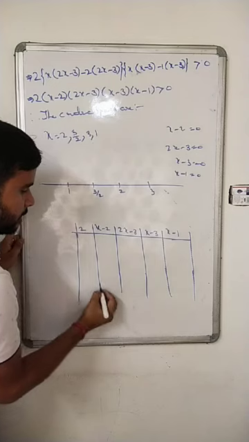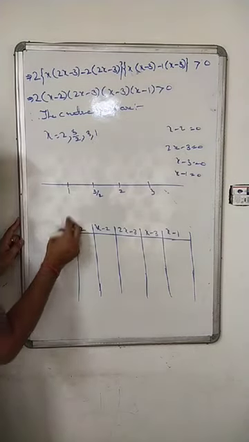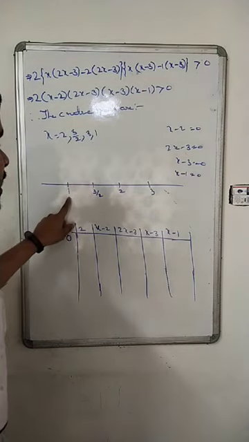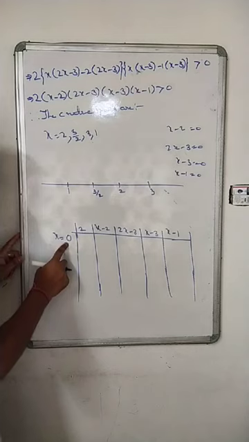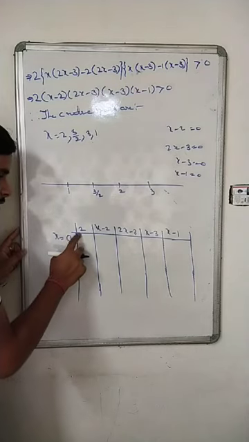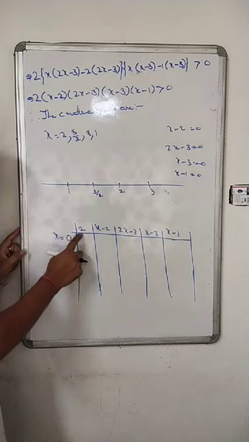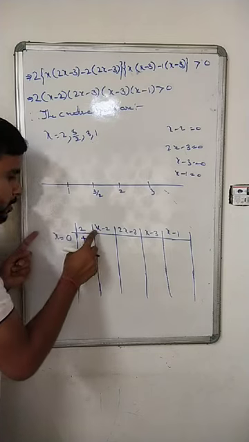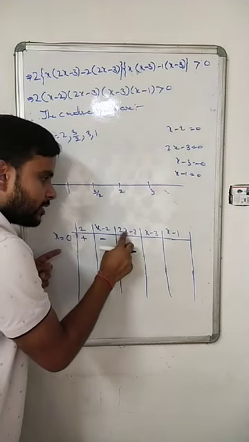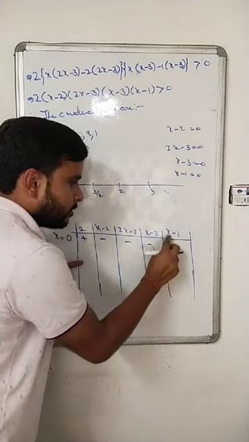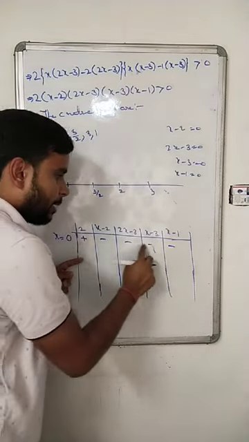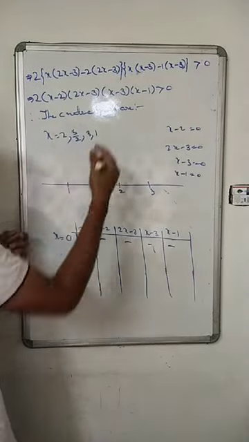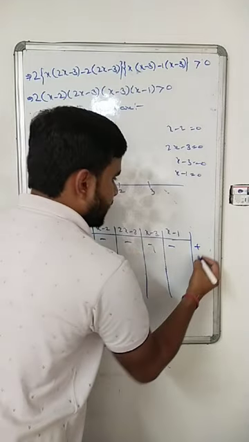Okay, now let's start with the values of x which are less than 1. Let's take 0, because I want to determine the nature of this expression for all values of x less than 1. You can take 0 or minus 1, anything. If I put 0 here, as this factor is independent of x, the 2 stays. 2 is a positive number, so write positive. 0 minus 2 is negative. 0 minus 3 is negative. 0 minus 1 is negative. Multiply all these signs, because all the factors are in product form. So we have a positive sign.